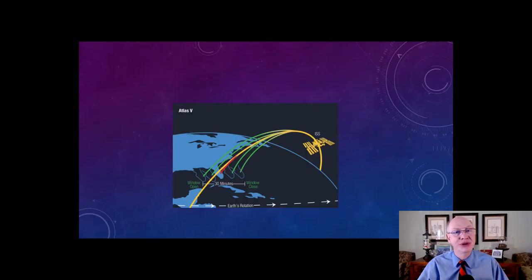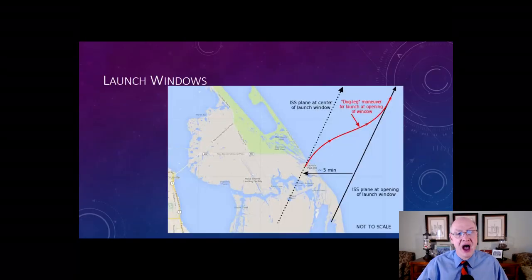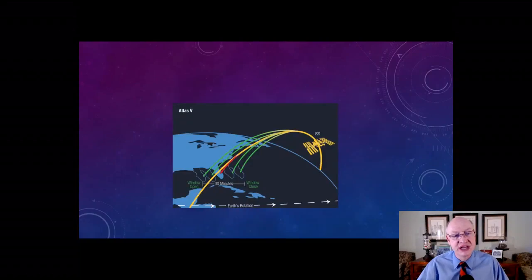Because you have extra maneuvering fuel on board, you can launch a few minutes before or a few minutes after the ideal time and just use a little bit of extra fuel to get you to the proper orbit. So, for example, typically you will schedule your launch for the beginning of the launch window, not the prime time in the middle of the launch window.